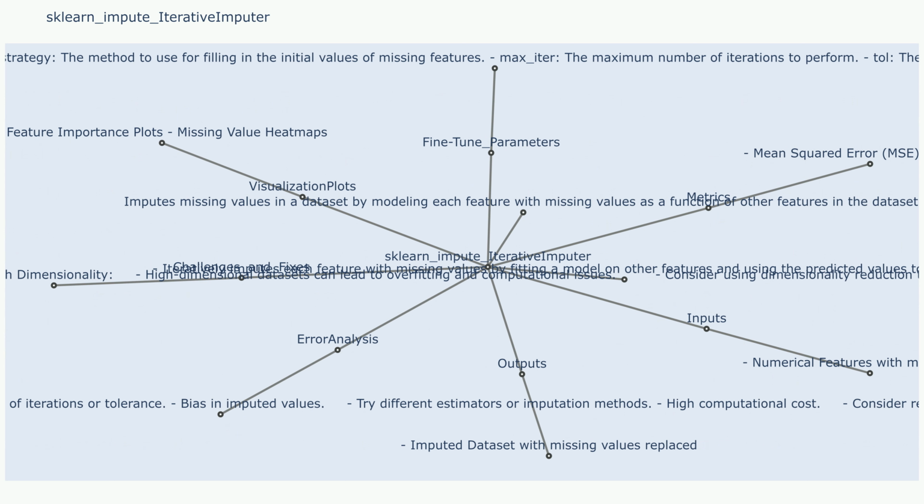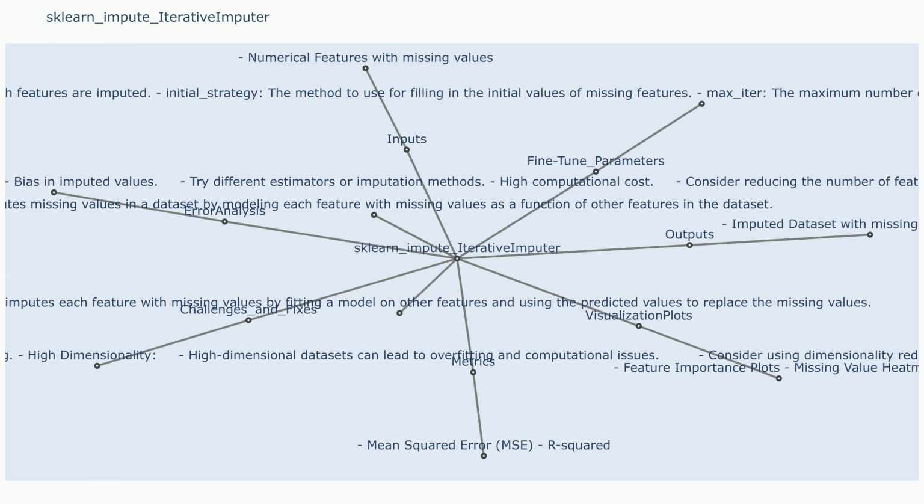Fine-tune parameters. Estimator. Different estimators, e.g., decision tree regressor, Bayesian ridge, can be chosen to suit the nature of the data and the relationships between features. Max_iter. The maximum number of iterations the imputer will perform. Random state sets a seed for the random number generator used in the imputer. This ensures reproducible results.